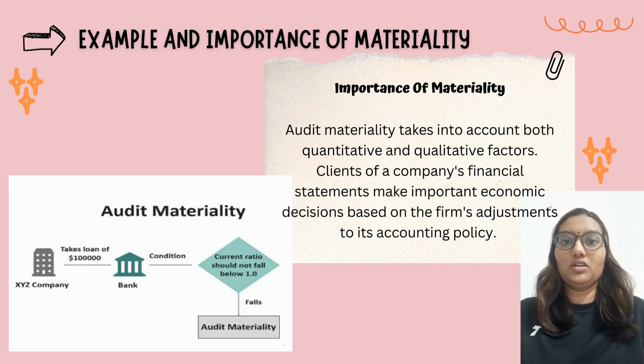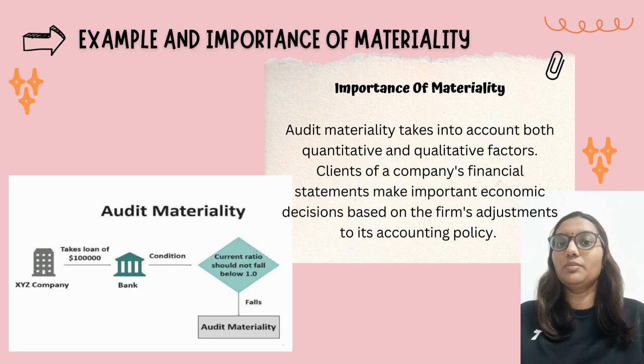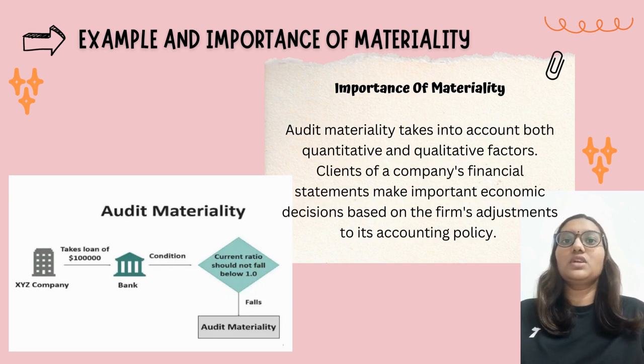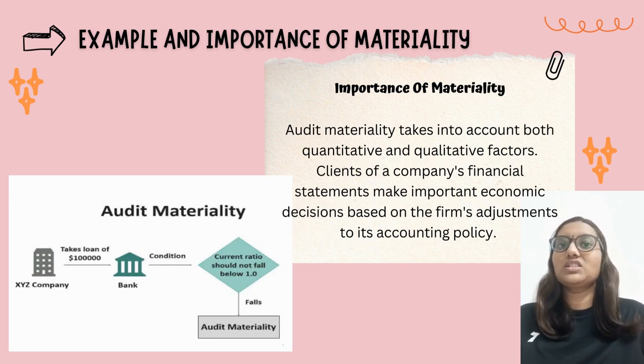Next, the importance of materiality. The crucial idea of materiality takes into account both qualitative and quantitative factors. Both factors have an effect on how the users of the company's financial statements make financial decisions. Clients of the company's financial statements make important economic decisions based on qualitative factors such as the firm's adherence to its accounting policy, related party transactions, and the proper disclosure of contingent liabilities, among others. This serves as the foundation for the auditor's view of the company since it gives the auditor the assurance necessary to determine whether or not the firm's financial statements are free of serious misstatements.